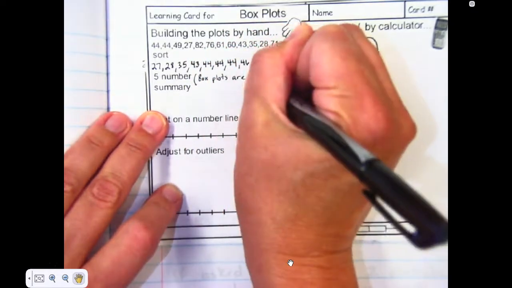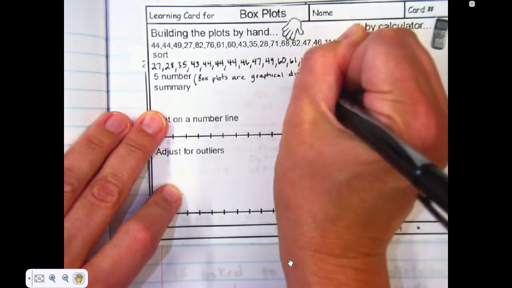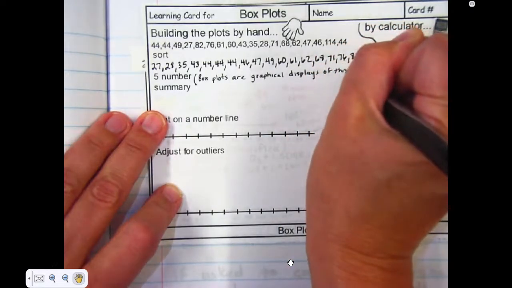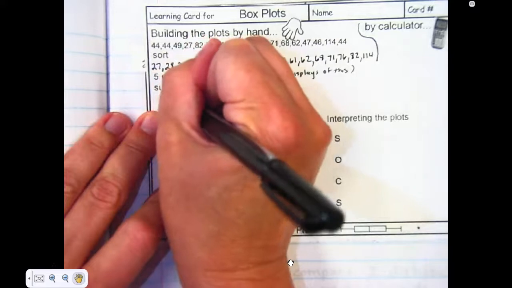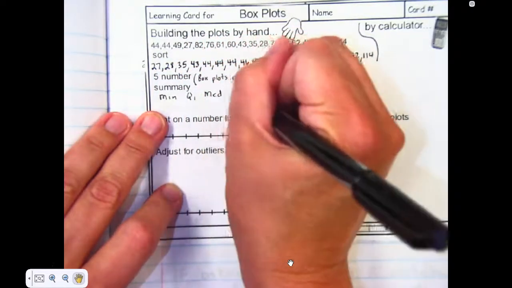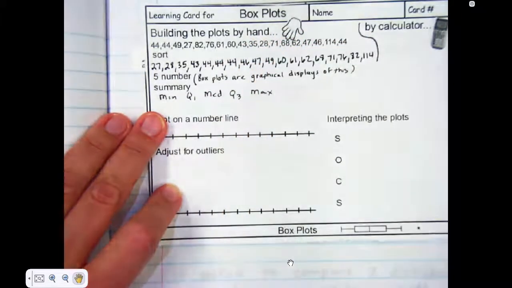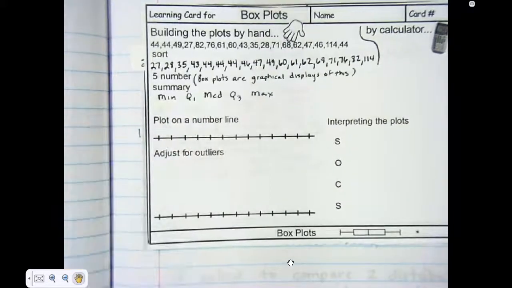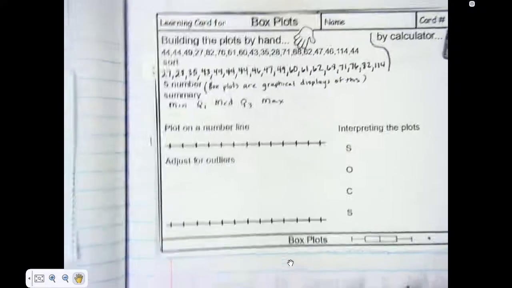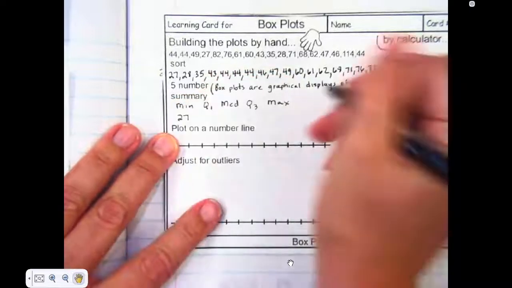Our graphical displays of this, so of your 5-number summary. And if you remember, your 5-number summary has your min, your first quartile, your median, your third quartile, and your maximum value. So what I have here is I've taken the data they gave me and put it in order from least to greatest. You could also sort ascending in your calculator. So from here, pretty easily I can get the minimum and the maximum.